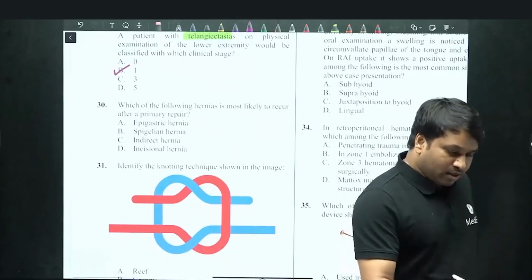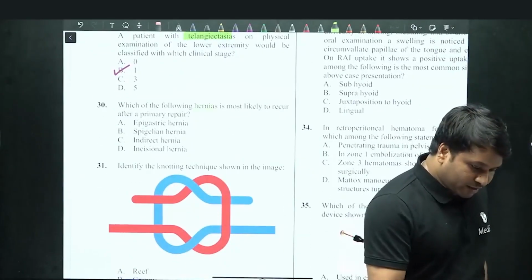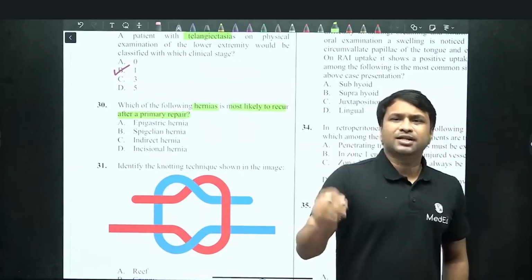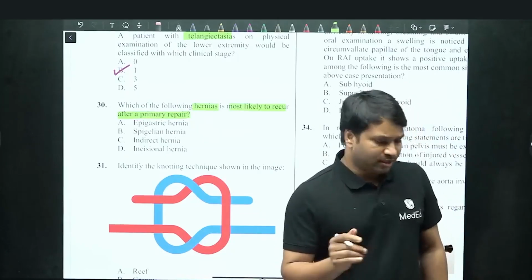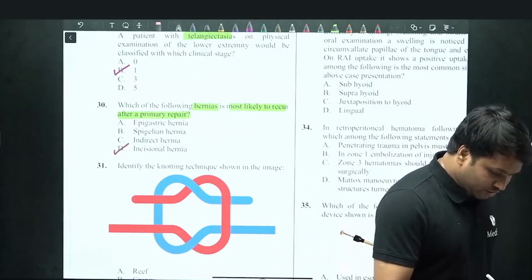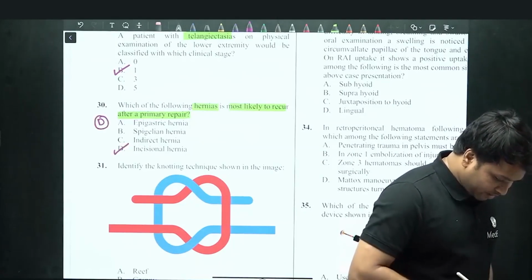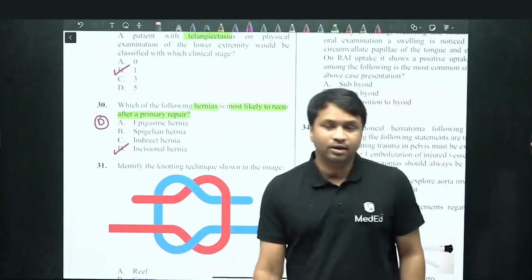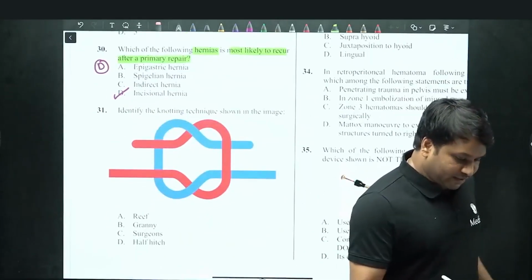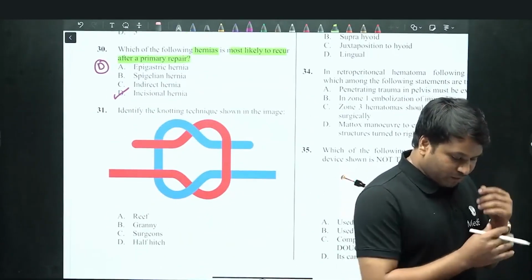Now, question number 30, which of the following hernias is most likely to recur after a primary repair? The maximum chance of recurrence is seen after repair of incisional hernia. So, D for Delhi, right? Question number 31, identify the knotting technique which is being provided here.